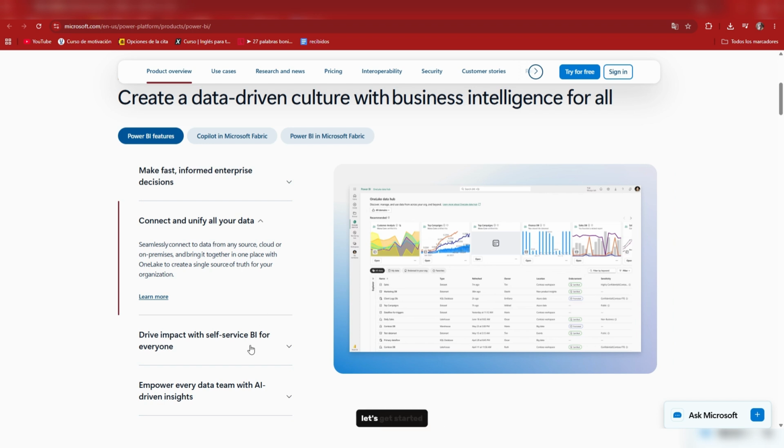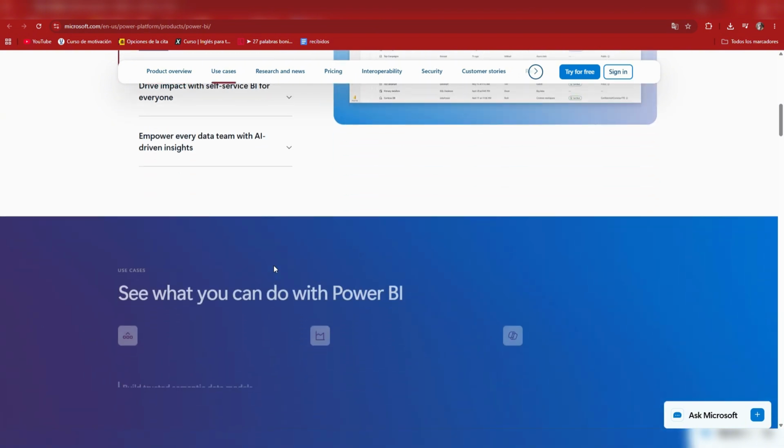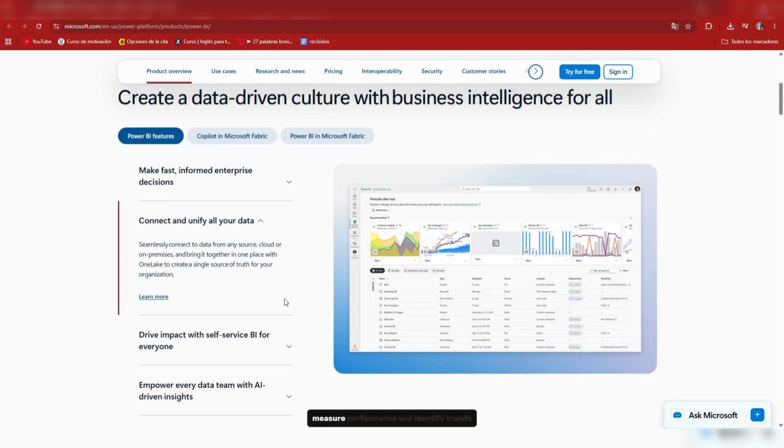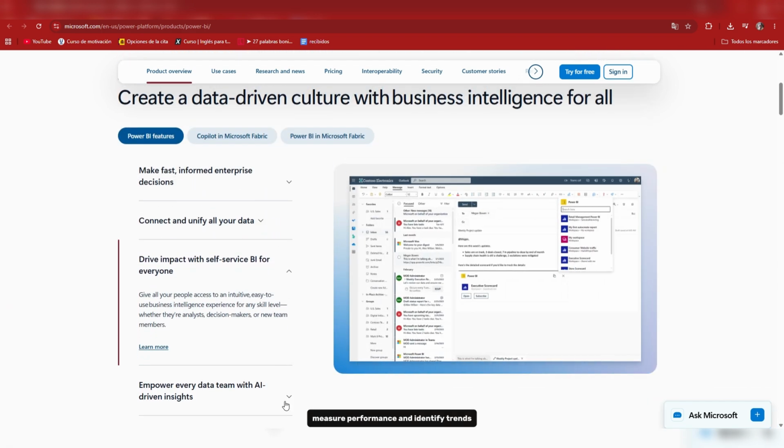learning. Let's get started. Data analysis is the process of collecting, organizing, cleaning, and interpreting data to discover useful information and support better decision making. Instead of relying on guesses, companies use data to understand customer behavior, measure performance, and identify trends.